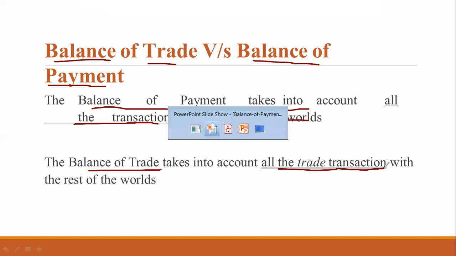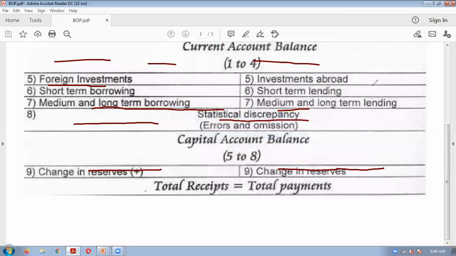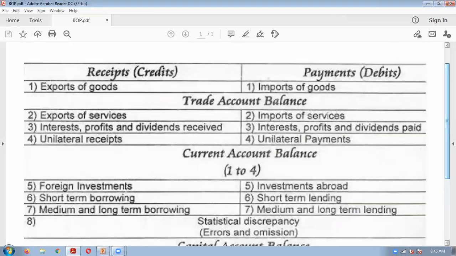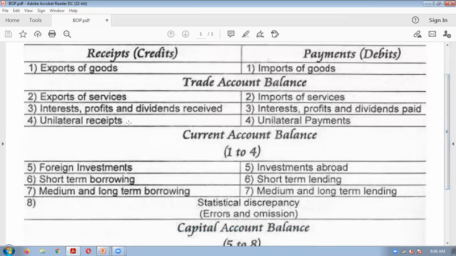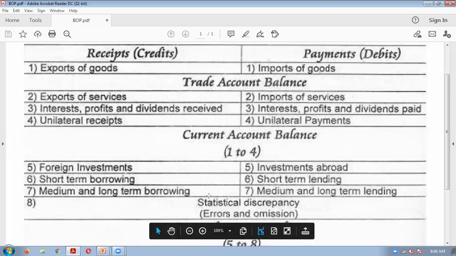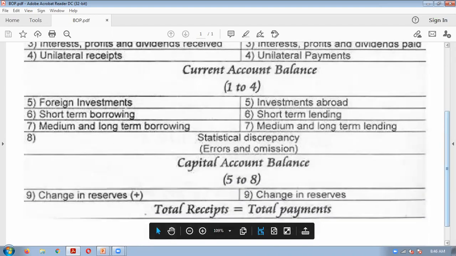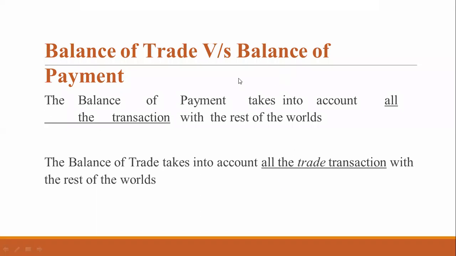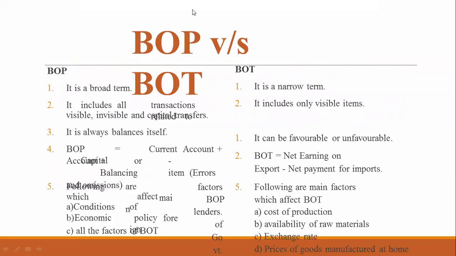So we have seen here, in balance of trade, only trade transactions are taken into account. In balance of payment, all the things will be covered: trade, service, interest received, interest paid, unilateral receipt, unilateral payment, then capital account transactions. All these things will be taken into account, and then we will get the balance of payment. Okay. So here we can understand the difference between balance of payment and balance of trade.